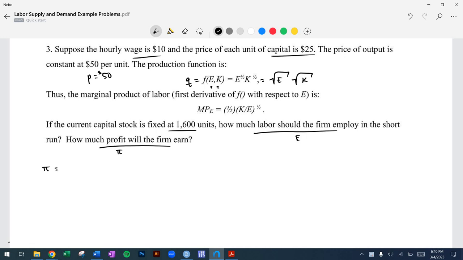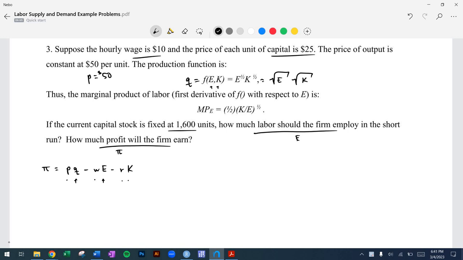The profit ultimately will come from total revenue, price times output quantity, which we'll calculate with the production function up there. So total revenue minus total costs. The costs come from two spots: the labor costs, wage times the number of workers, and the capital costs, the rental rate of capital times the amount of capital. So we have the price. We'll calculate the quantity. We have the wage, $10 an hour. We'll calculate employment, and then we have the rental rate of capital and the capital stock.